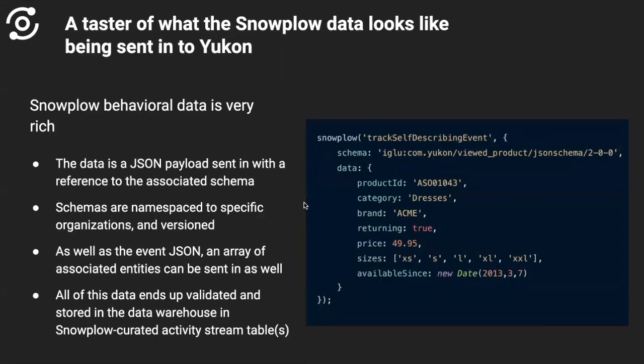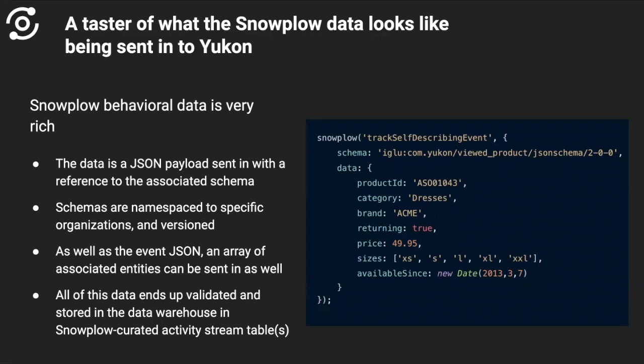So we talked a bit at the top about behavioral data, and I've just mentioned this idea of defining events and defining entities and sending those through into the pipeline. I wanted to give you a sense of what that means and why it's a little bit different from some of the perhaps event tracking technologies that you might be familiar with that grew up over the last 10 years. So I've got a sample on the right-hand side of a potential Snowplow event that Yukon would send in.